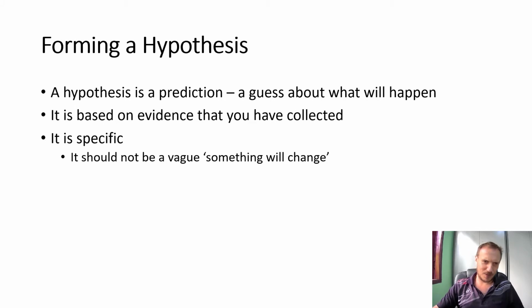So let's make a hypothesis. Now, a hypothesis needs to be a prediction. You are guessing what is going to happen. If I do this, then this will happen. It's based on evidence that you've collected, and that's what I've just shown you on the previous slide. It's got to be specific. It can't be vague. Something will change is not a guess about what will happen. So we need to be precise, specific. We need to say what we think is going to happen.